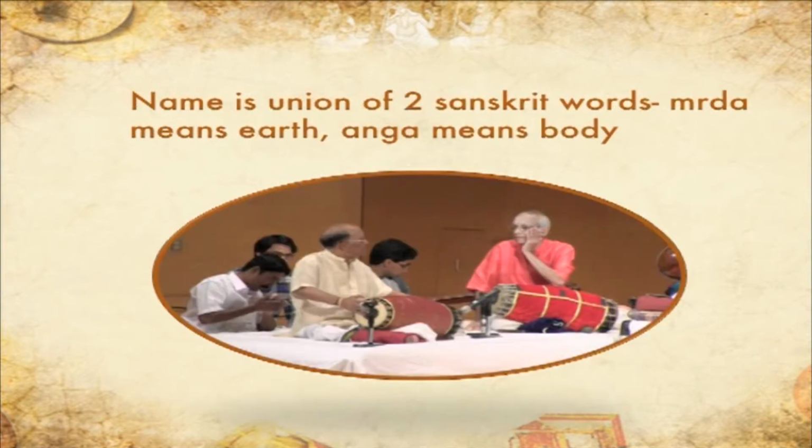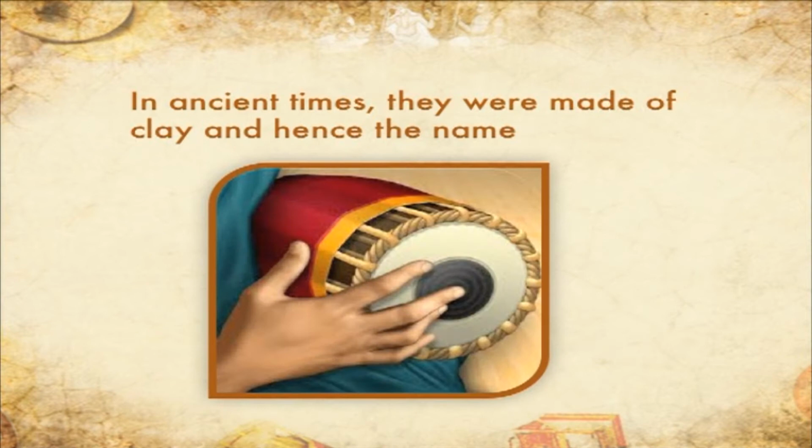Its name is a union of two Sanskrit words. Mrida means earth and anga means body. In ancient times, these drums were made of clay and hence the name mridangam.